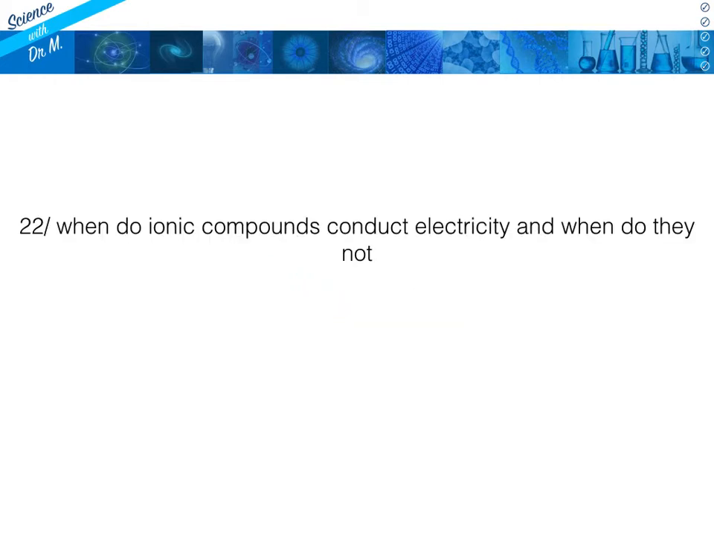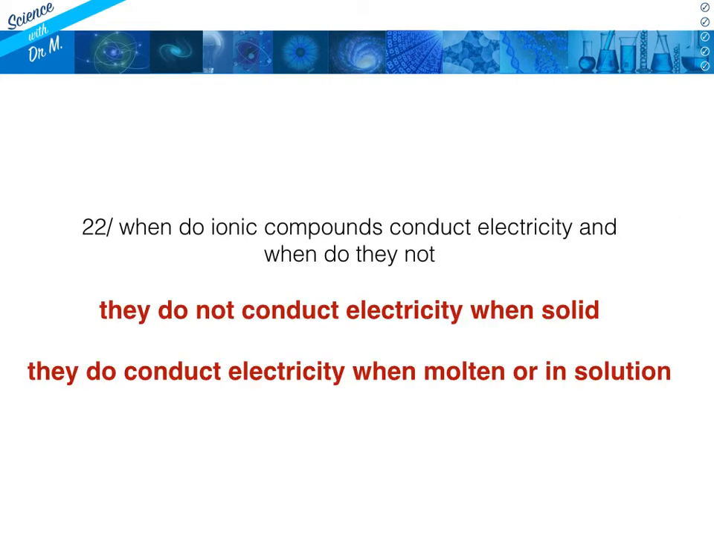22, when do ionic compounds conduct electricity and when do they not? So ionic compounds sometimes conduct, sometimes don't. Could you give me the conditions, please? Right, they do not conduct when they are solid, but they do conduct electricity when they are molten, that's melted, or when they are in solution, so if they've been dissolved. So they do conduct electricity when molten or in solution.